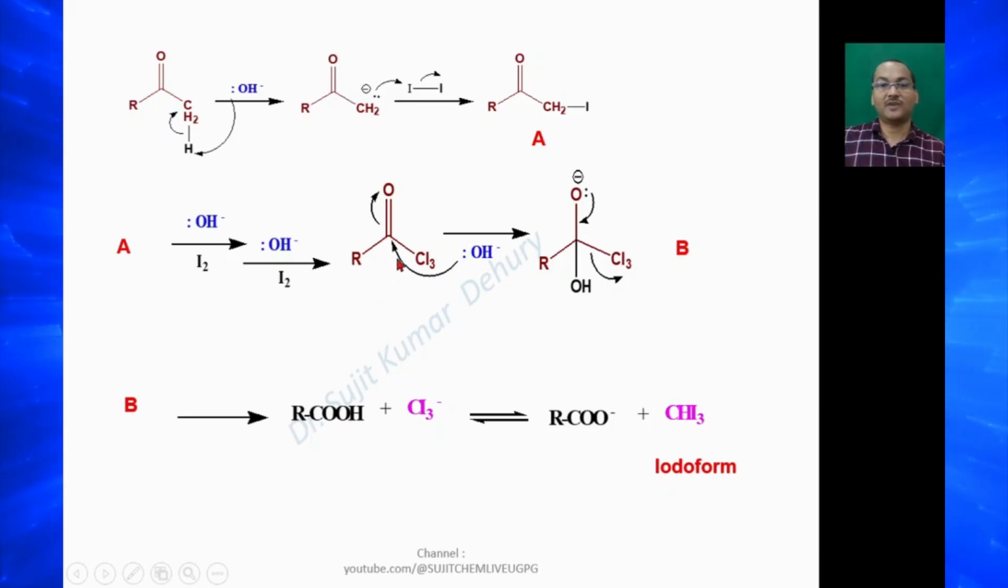Once you get this product, OH minus ion again in the reaction medium will act as nucleophile. It will attack this carbonyl carbon, and the C double bond O will break on oxygen. As a result, you end up with this tetrahedral intermediate. When this O minus comes back, it will kick out CI3 as CI3 minus. So you end up with carboxylic acid plus CI3 minus. Again the proton transfer takes place, giving rise to RCO minus plus CHI3, iodoform.